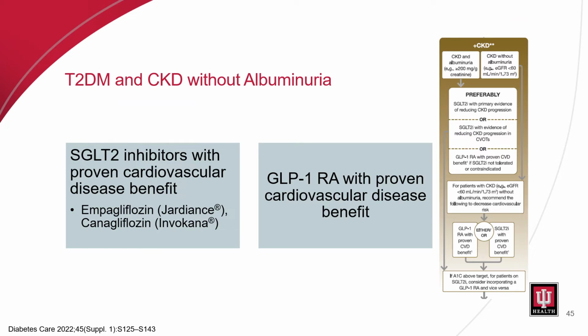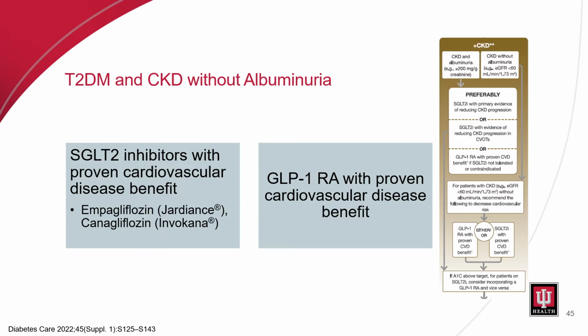The other CKD category that they utilize is type 2 diabetics with CKD without albuminuria. So this is any patient with an eGFR of less than 60 mL per minute per 1.73 meters squared. For these patients, we would want to utilize either an SGLT2 inhibitor with proven cardiovascular disease benefit. So again, this is empagliflozin or Jardiance, or canagliflozin or Invokana, or a GLP-1 receptor agonist with proven cardiovascular disease benefit, which is dulaglutide, liraglutide, or semaglutide.